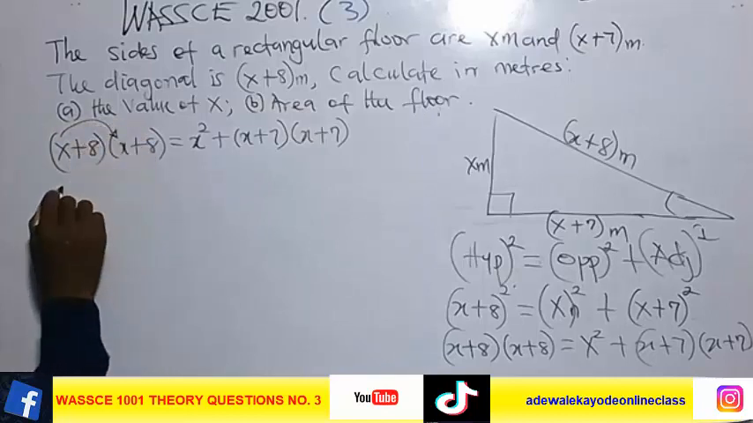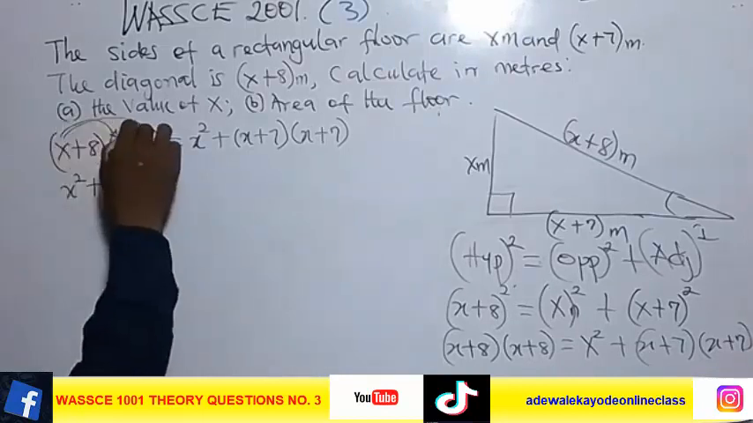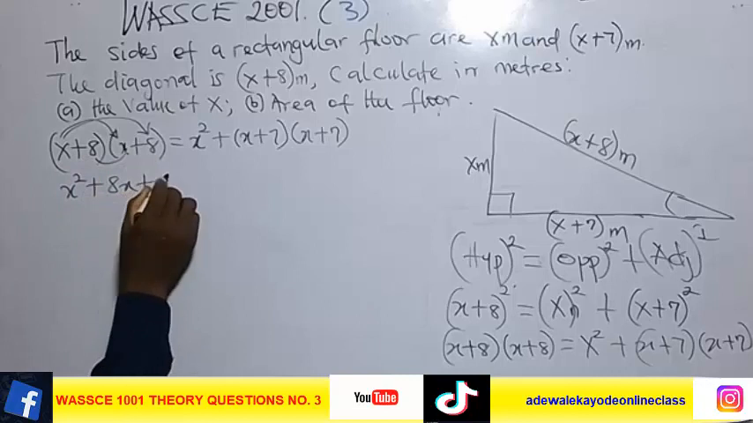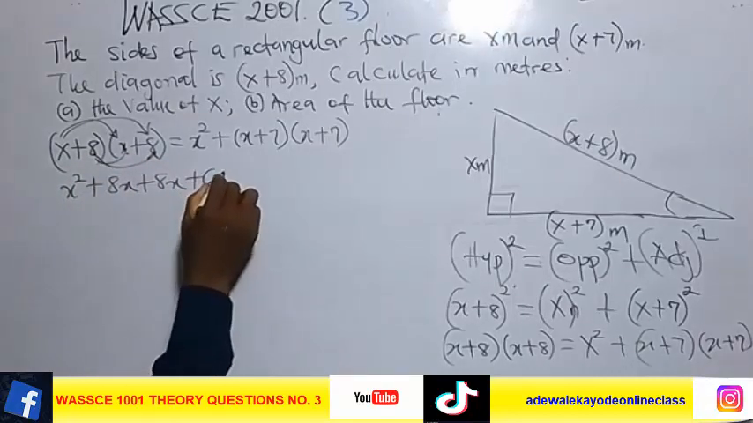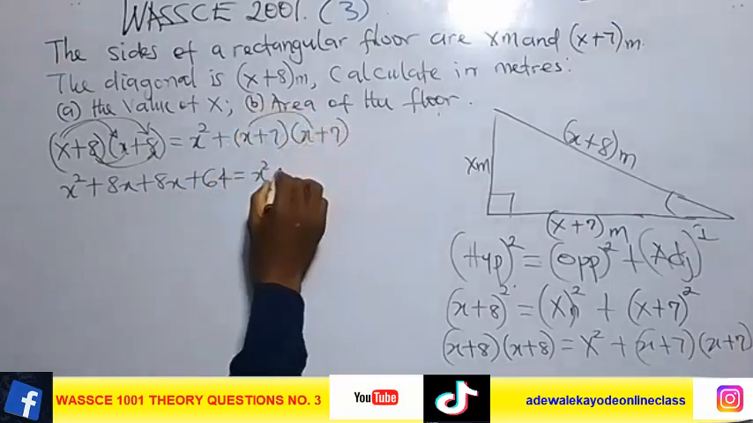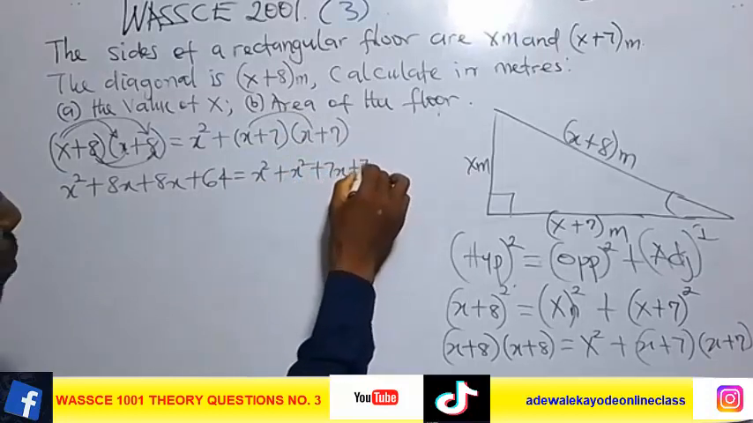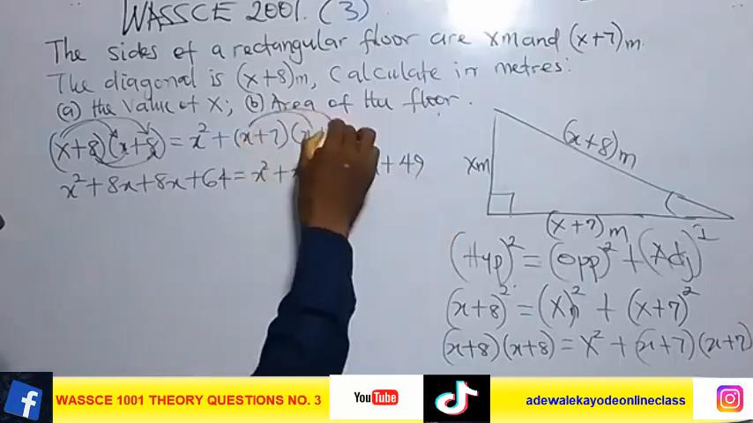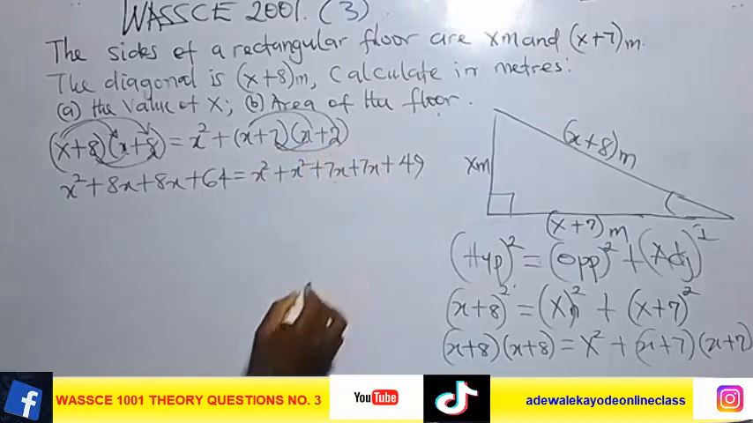x multiplied by x gives x squared, plus x multiplied by 8, that is 8x, plus 8x, and 8 multiplied by 8 gives plus 64, equals x squared, same on this side, plus x squared, plus 7x, plus 7x, plus 49. Just this multiplied by this, and this multiplied by this.